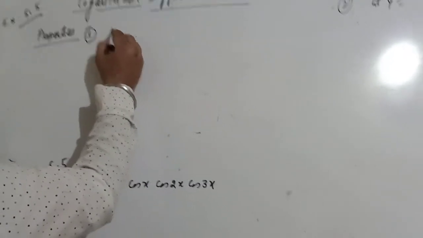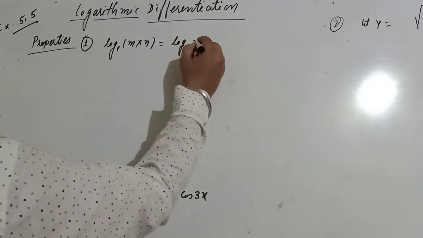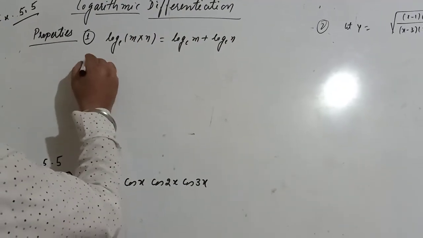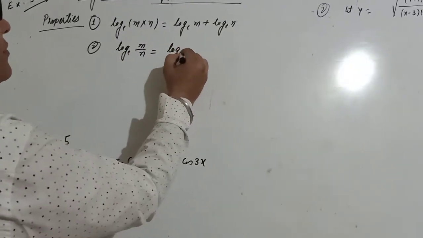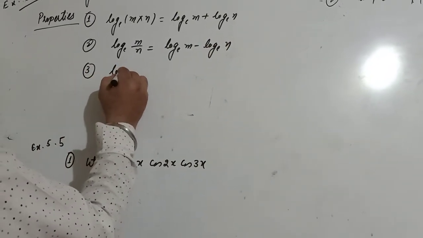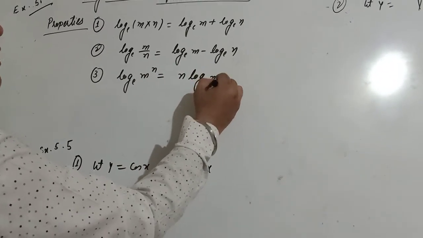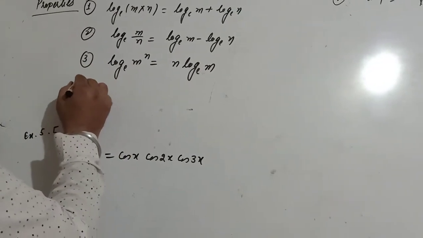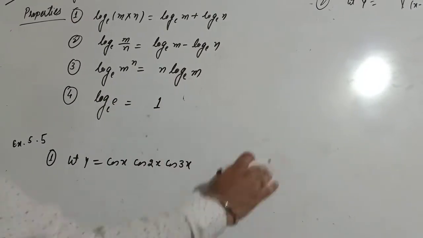What are the properties? Log m into n is log m plus log n. Multiplication is converted into addition. The second property is log m by n, it is log m minus log n. The third property is log m to the power n is n log m. The power comes forward before log. And the fourth property is if the log base and the main base are both the same, the result would be 1.